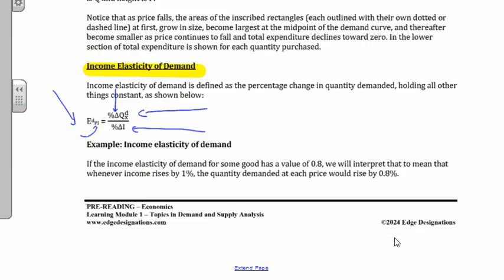Let's have a look. Example. If the income elasticity for any certain good, let's call it T, has a value of 0.8. What does that mean? That if income rises by 1%, my denominator, the demand at that particular price would rise by 0.8%. Everybody comfortable? Okay.